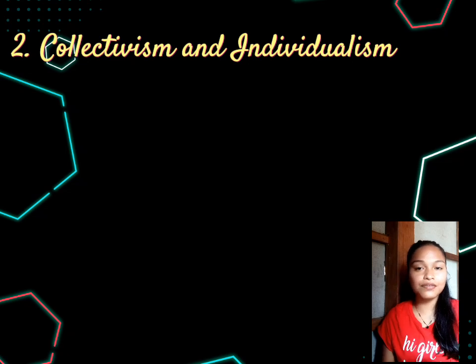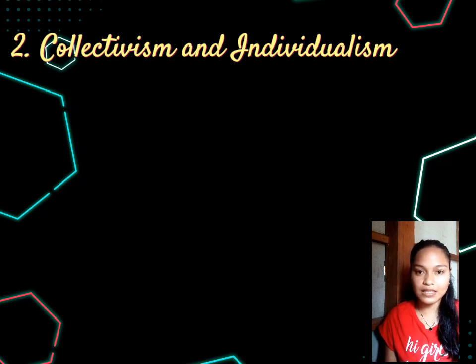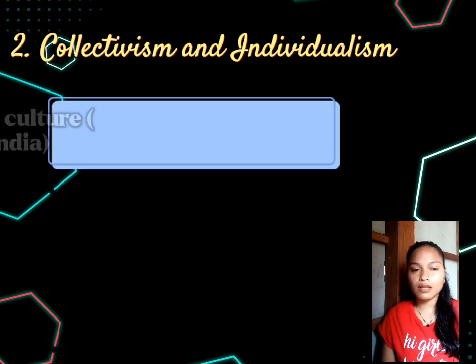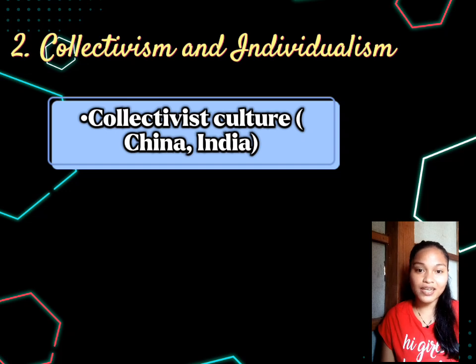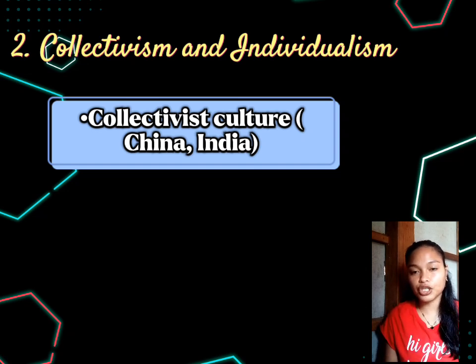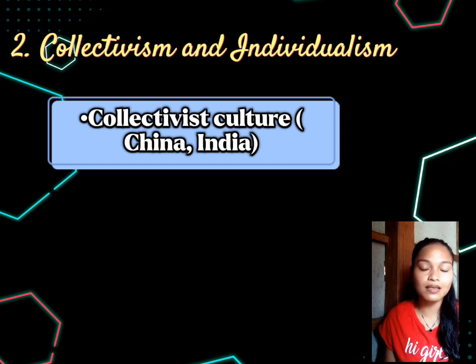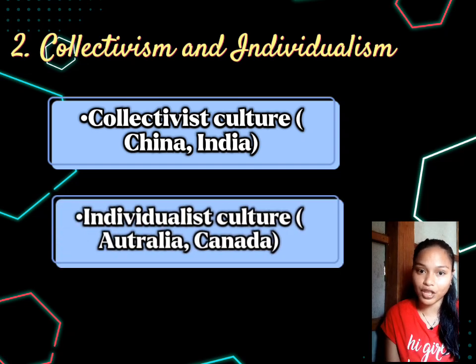Second is collectivism and individualism. Collectivist cultures, like China and India, value the group over the individual. They focus on keeping harmony. So people often use polite or indirect language to avoid arguments. Communication includes words and gestures that emphasize togetherness and respect for others.